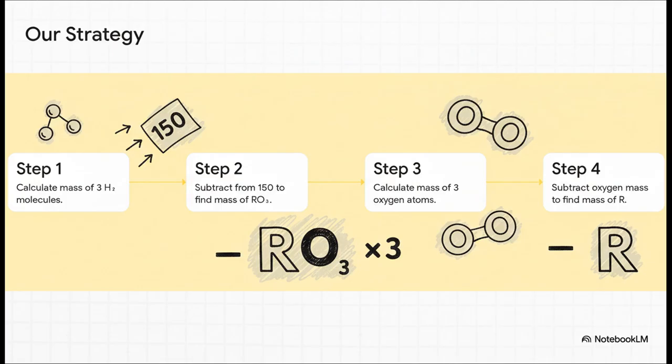Now, before we start plugging numbers in, let's get our game plan sorted. First, we'll work out the mass of all that hydrogen. Then we'll take that away from the total of 150 to find out how much the RO3 part weighs. And finally, we just subtract the mass of the oxygen, and whatever is left has to be the mass of R. See? It's a really logical step-by-step puzzle.